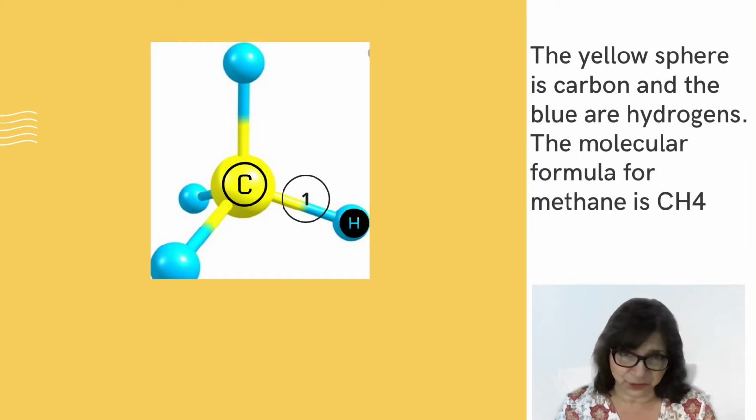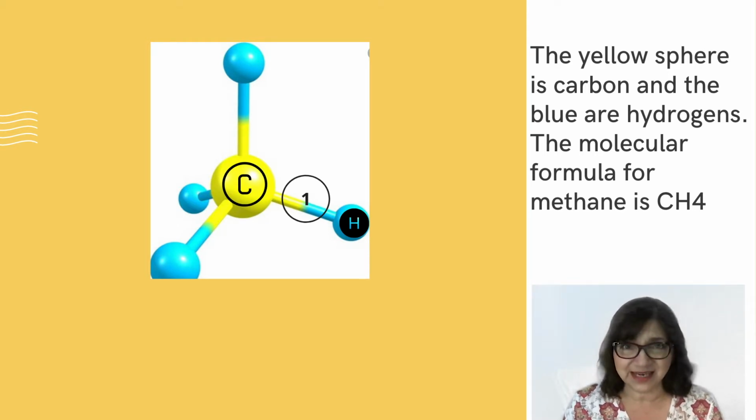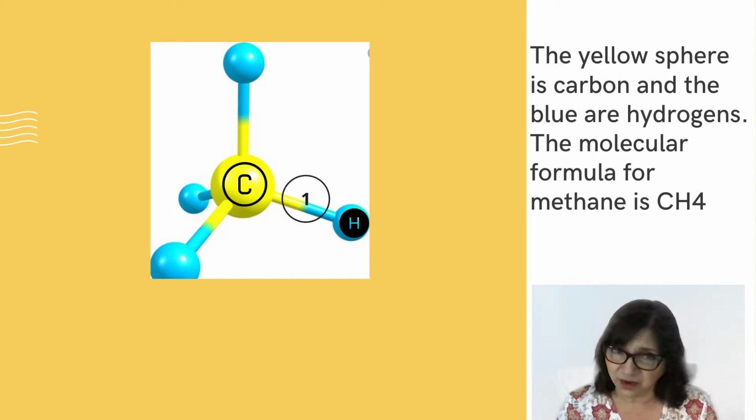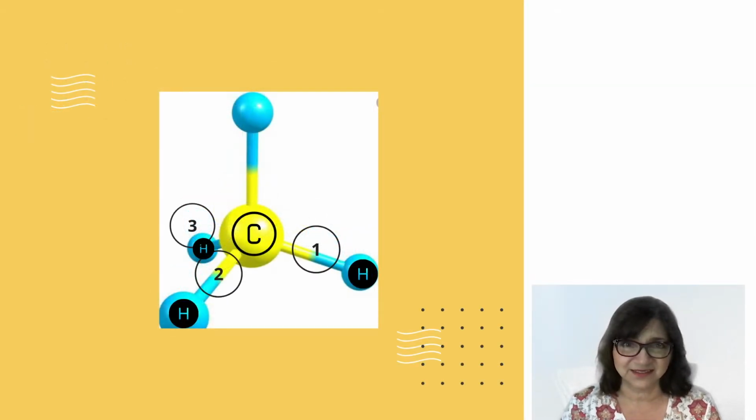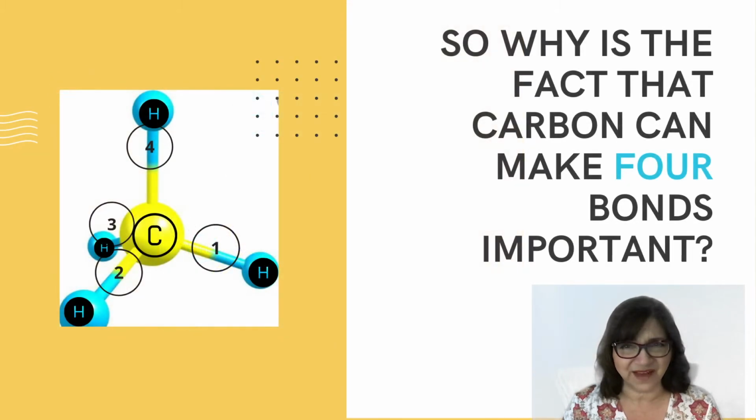The molecular formula for methane is CH4. That's 1 carbon and 4 hydrogens. 2, 3, 4. So why is the fact that carbon can make 4 bonds important?